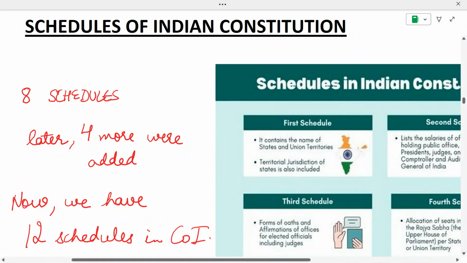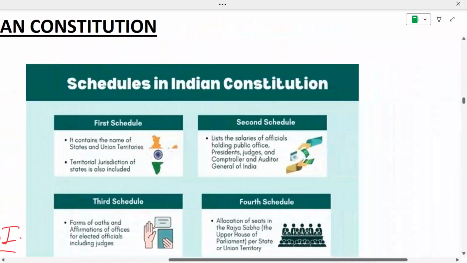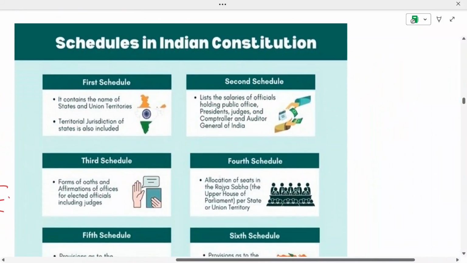Hello everyone. Today we are going to discuss the various schedules of the Indian Constitution. Our original Constitution had 8 schedules and later 4 more were added. So in total we now have 12 schedules in our Constitution. Let us now have a look at these schedules.